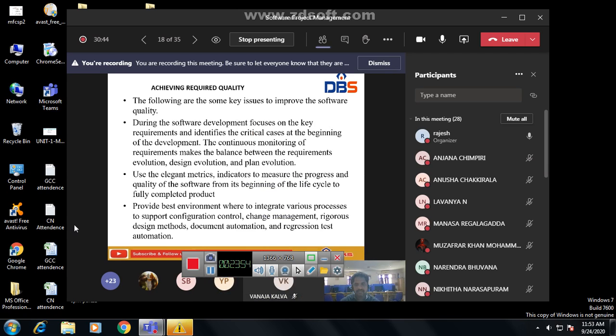Then next, provide the best environment. So mainly we have to provide the best environment, that is, where to integrate the various processes to support configuration control, change management, rigorous decision methods, document automation and regression test automation. So for all of these, when we do them, we can provide the best environment. That is the main thing. Okay, next.